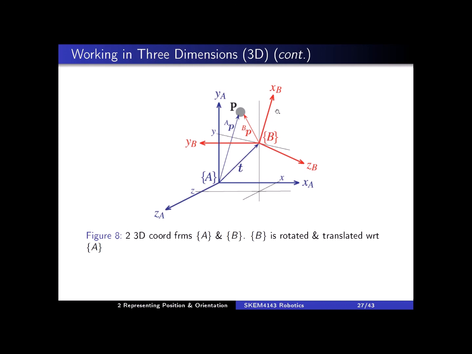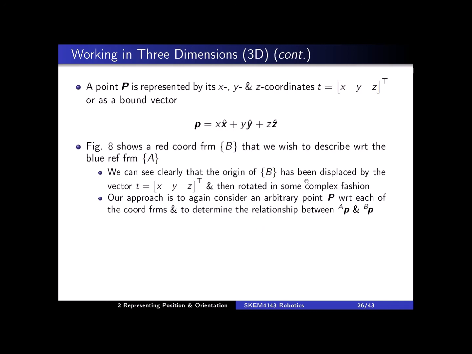And you can also see that the coordinate frame has been rotated. So maybe from here we rotate a certain angle about the x-axis and then again a certain angle about the y-axis, and you arrive in this orientation. And you can see a point here. A point can be described with respect to the B coordinate frame or coordinate frame A. So I've explained this. And our approach is again to consider an arbitrary point P with respect to each of the coordinate frames and to determine the relationship between PA and PB as before.